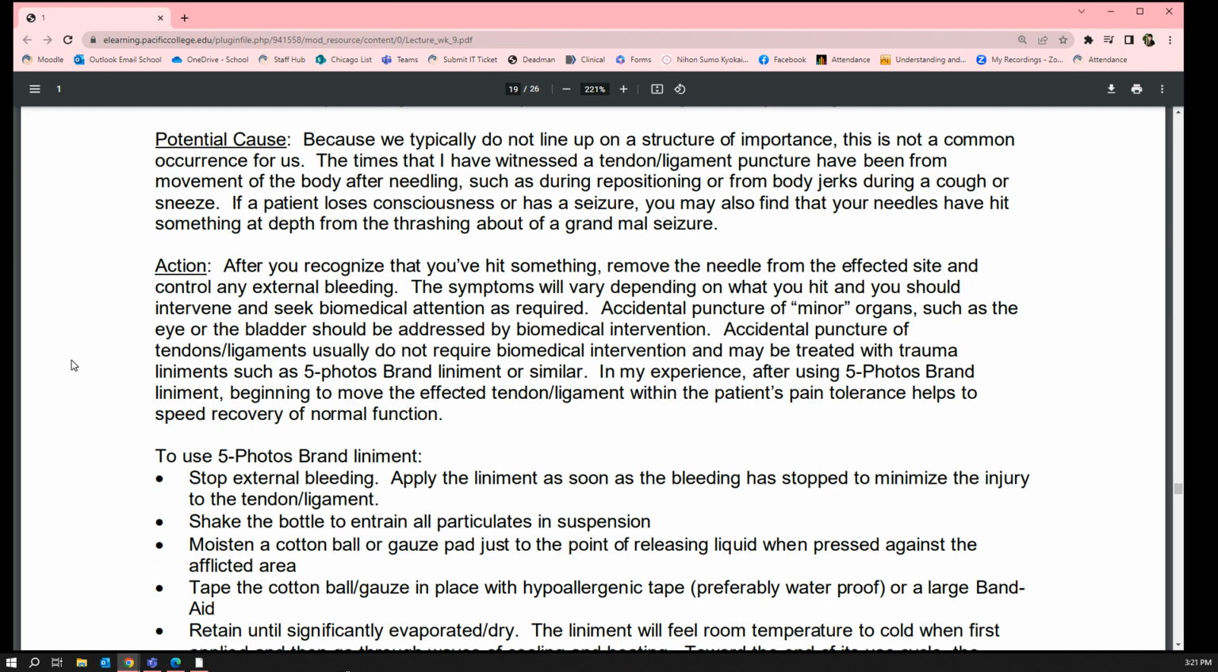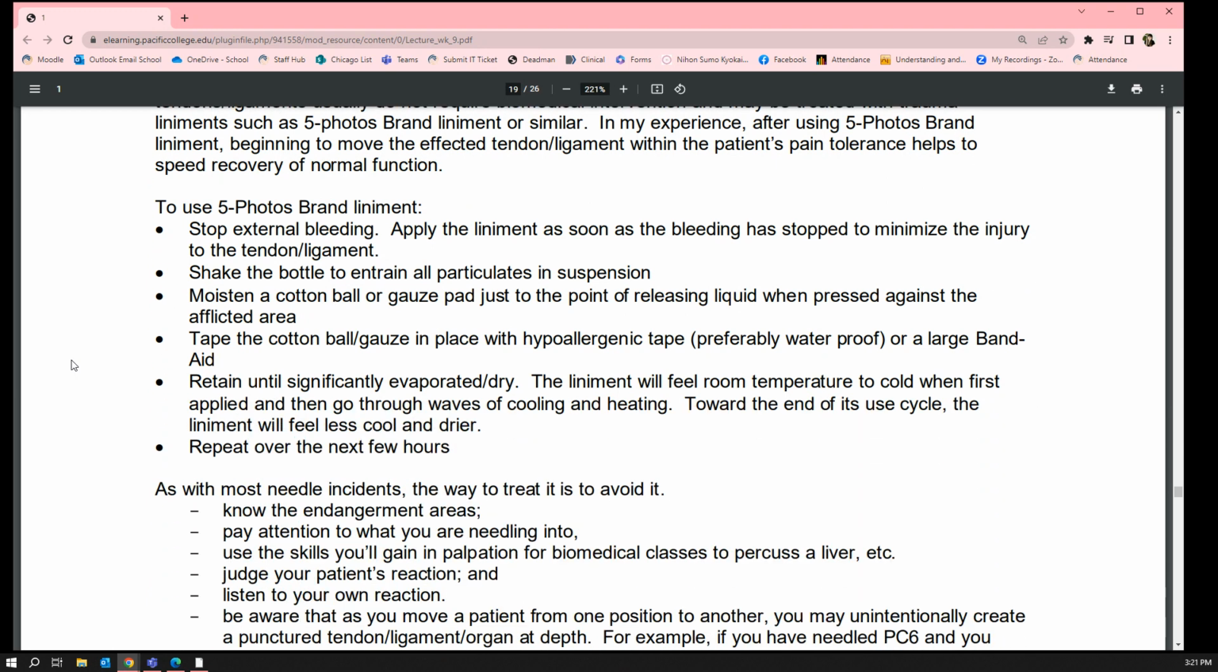going to want to send them home with Wu Hua Brand liniment or something like that, some topical liniment with strong blood movers. In my experience, after using the liniment, if you start to move the affected area, the tendon or ligament within the patient's pain tolerance, it can help to speed recovery and normal functioning.